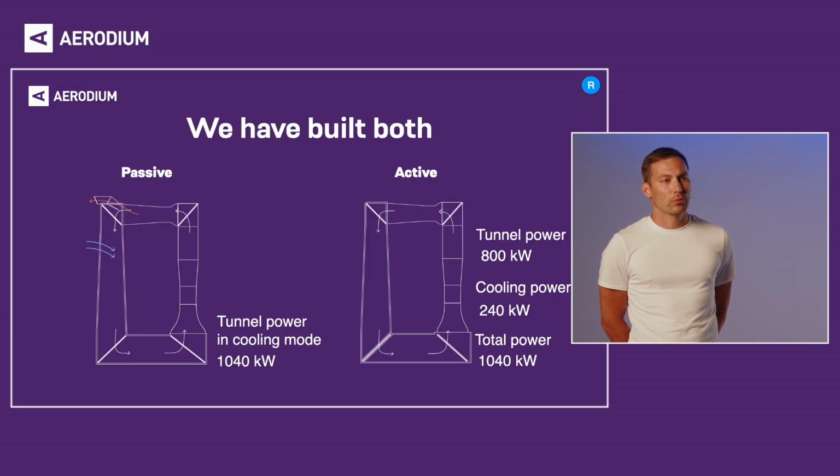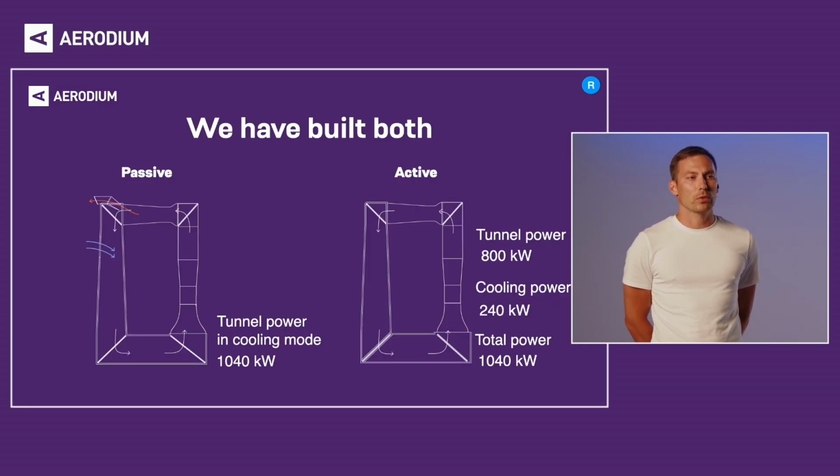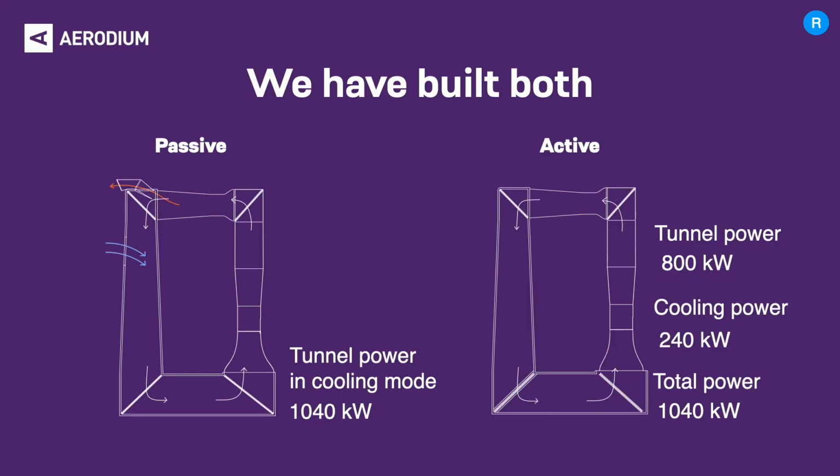So first of all, there are two main types of cooling of airflow inside the wind tunnel. The first one, on the left-hand side, you can see the passive one. It's when the hot air is exhausted through hatches and cold air is drawn in through another set of hatches, thus exchanging part of the hot air inside the wind tunnel with the air in the atmosphere.